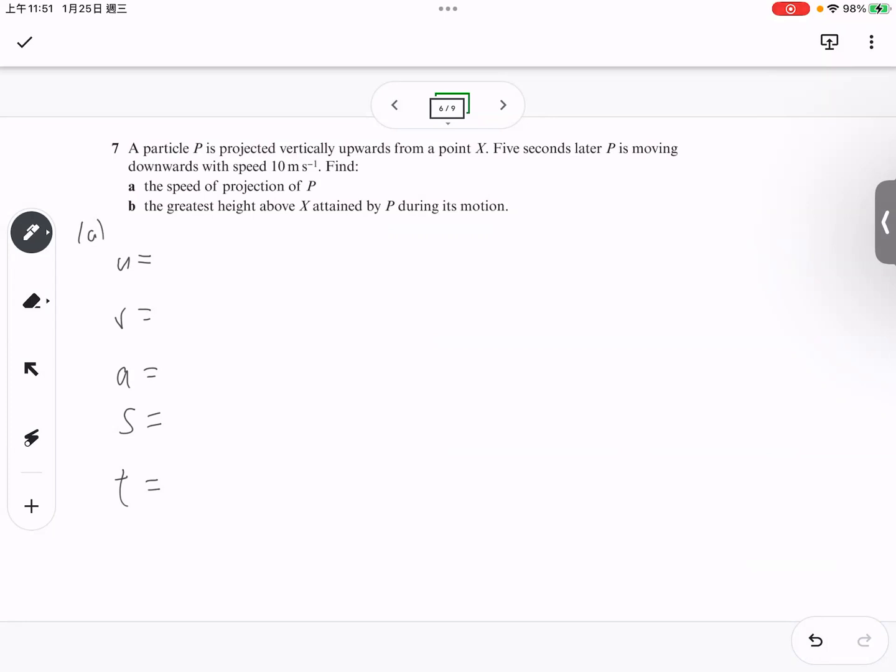Okay, now we come back to the question. If you do not finish, just pause it now. For part A, I'm going to find the speed of projection of P. That means u is not given, and we want to find the answer for u. And obviously for a, first of all, we must take upward as the positive direction.